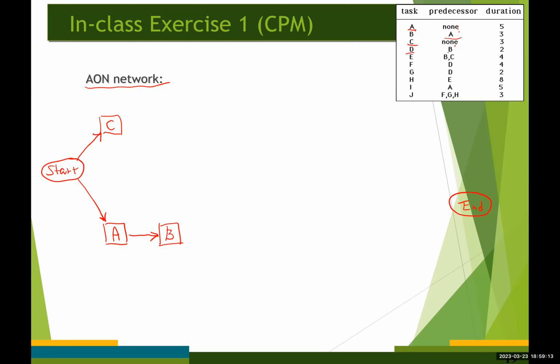And activity D has one predecessor, which is B. So I'm going to have D here, and then a directed arc. Okay. And then activity E actually has two predecessors, B and C. So we have B down here and C up here. Okay, we have activity E, and also coming from B, like this.